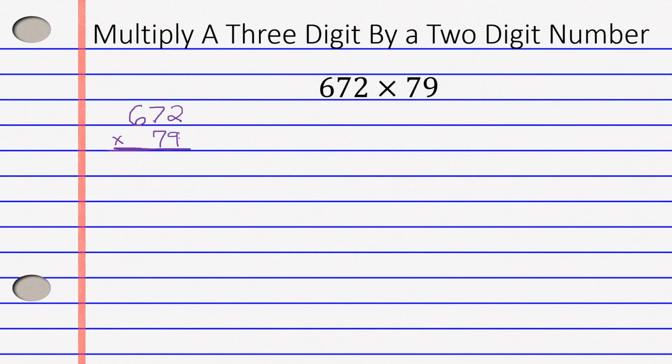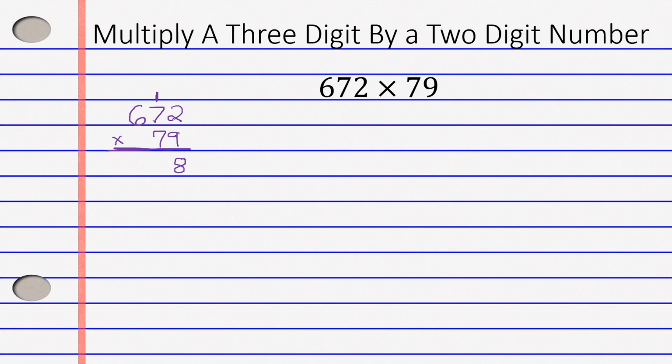So I have a 9 in my ones place, and I'm going to multiply the 9 times all of the digits in the larger number on top in order. So I start with the 9 in the ones place of the 79, and I multiply it by the 2 in the ones place of the 672. 9 times 2 is 18. I write down the result of the ones place of the multiplication down below, the 8. The 1 I carry over and put it above the tens place, above the 7.